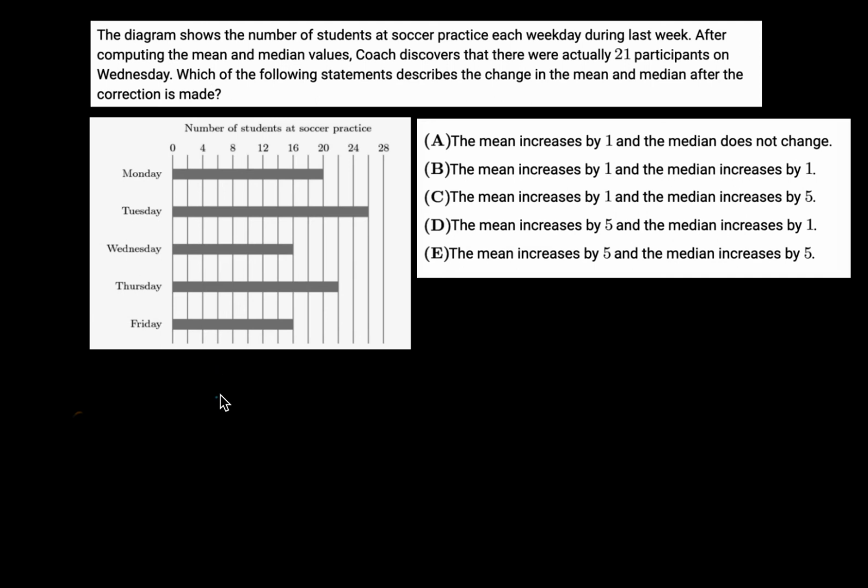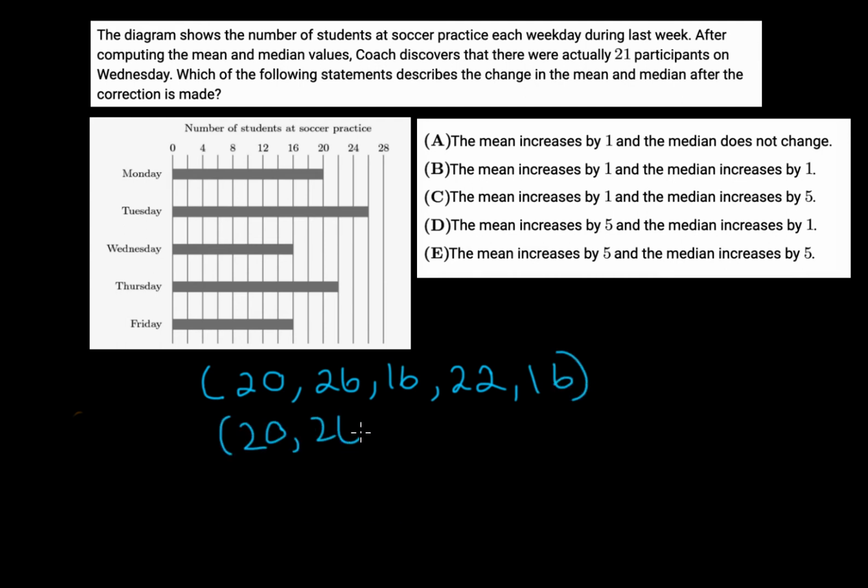Alright, so what I always like to do is write out our data set and our given information. This diagram here is our original data set, so I'm going to write it out. Original data set meaning the data set without the correction in it. So 20, 26, 16, 22, 22, 16. Now with the correction, everything is the same except for this value here. That value becomes 21.